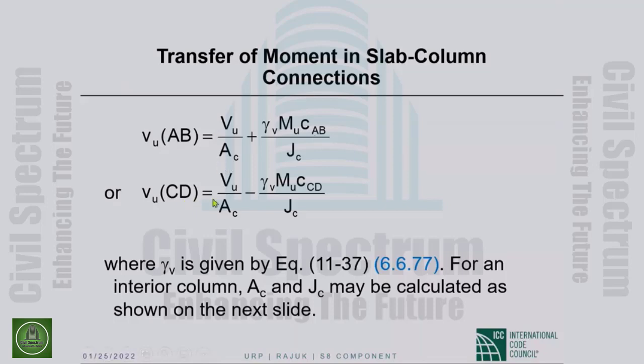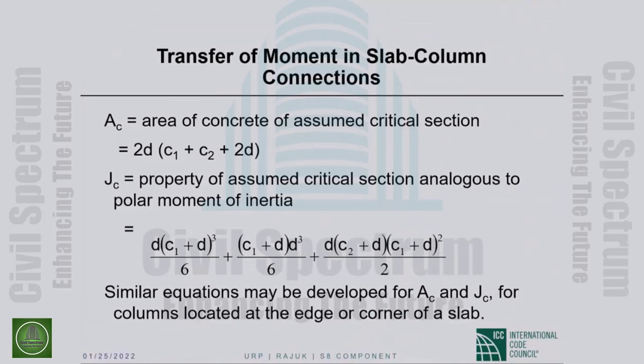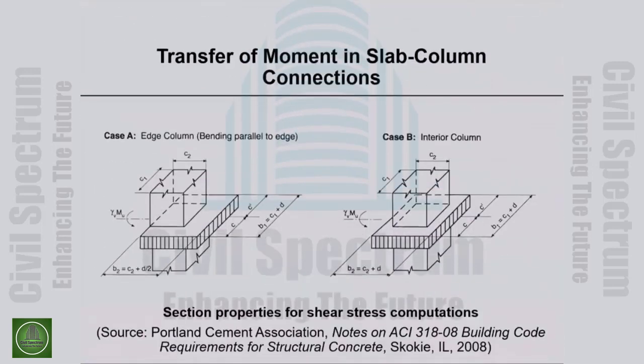On the left face, the direct shear is the same as this, but now the moment transfer shear takes away from the direct shear. And that shear is the unbalanced moment that is transferred by shear divided by the same polar moment of inertia multiplied by the distance from the centroidal axis now to the left face. Okay, so this is plus, this is minus, this is the distance to the right face, this distance to the left face. Gamma sub F we have discussed, and gamma sub V is 1 minus gamma sub F. The A sub C and J sub C. In order to do these calculations, we have to be able to figure those out. And to help you, I have reproduced from the PCA notes from ACI 318.